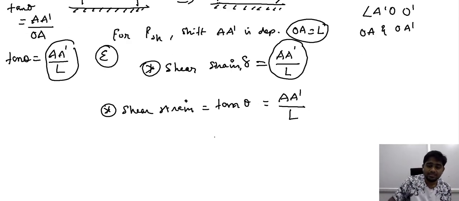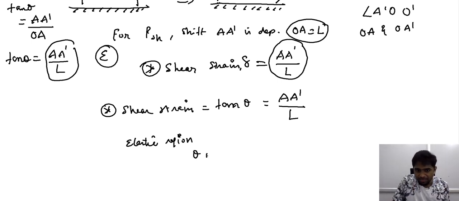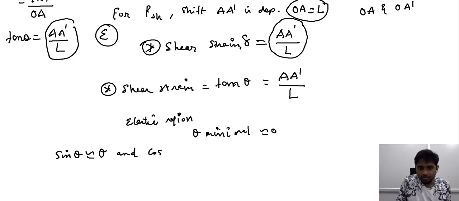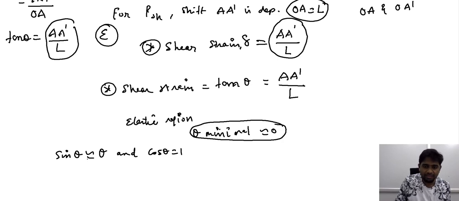Now again, since we are largely focusing on the elastic region alone, theta is often minimal. It is not substantial, and it is largely close to 0. So when theta is close to 0, sine of theta can be equivalent to theta, and cos of theta, when theta is minimal and close to 0, is 1. So since our focus is largely on the elastic region and theta is therefore minimal, sine of theta will be equal to theta and cos of theta will be equal to 1.